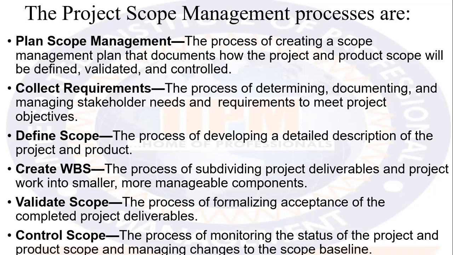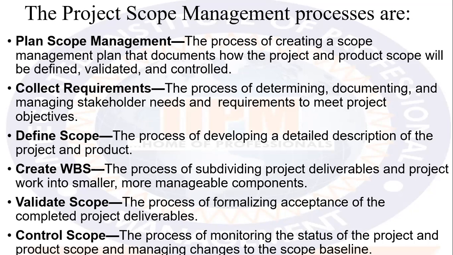So the first one is to plan scope management, which is the process of creating the scope management plan that documents how the project and the product scope will be defined, validated, and controlled. Now, when we are dealing with scope management, we have two basic concepts: the project scope and the product scope. The product scope defines what the product should look like, how the product should function, what is expected of the product. The project scope defines the work, the activities that need to be carried out to give the product.